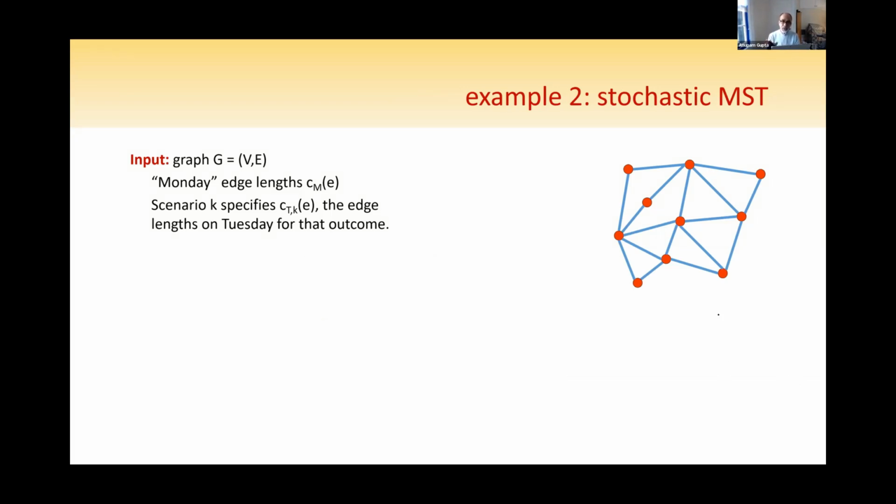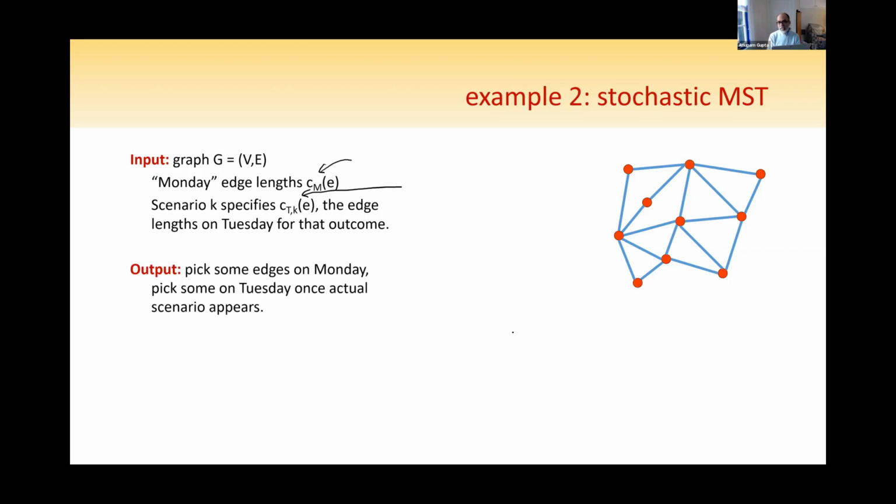But now you can buy an edge either on Monday or on Tuesday. You know the Monday costs. The Tuesday costs you don't know. The costs might go up, might go down, so the costs vary. But there are scenarios again. In scenario K, there are some costs for every edge on Tuesday. Which edges should you pick on Monday? Which edges should you pick on Tuesday?